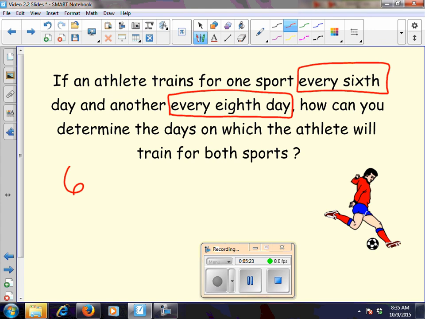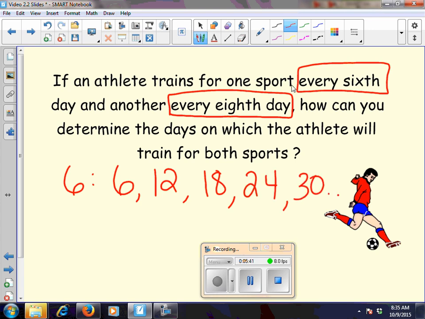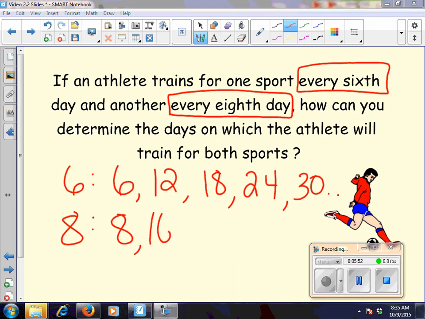So if I'm counting every 6th day, I know that I train on the 6th day, the 12th day, the 18th day. The fourth multiple would be 6 times 4 on the 24th day, and then the 30th day, and so on. If I'm training for a different sport every 8th day, I can say, well, I trained for it on the 8th day. 8 times 2 is 16, so I've trained on the 16th day. 8, 16, 24. I'm then training on the 24th day, and then on the 32nd day, and so on.